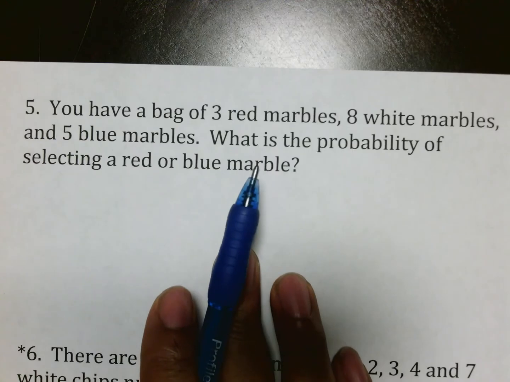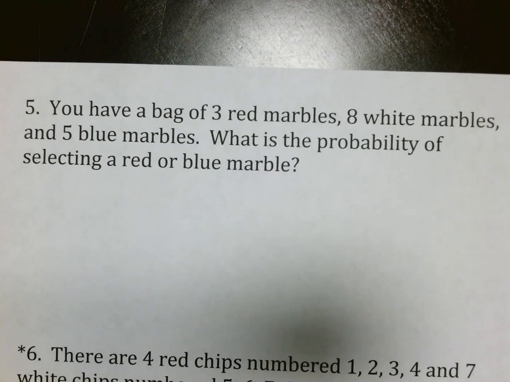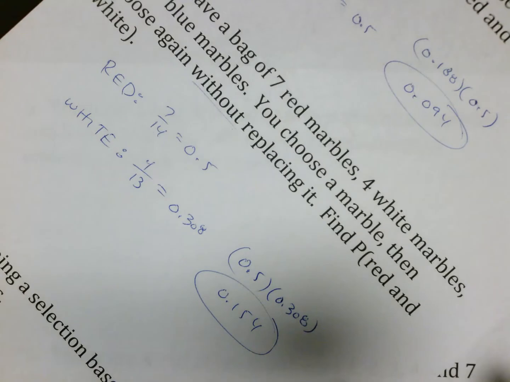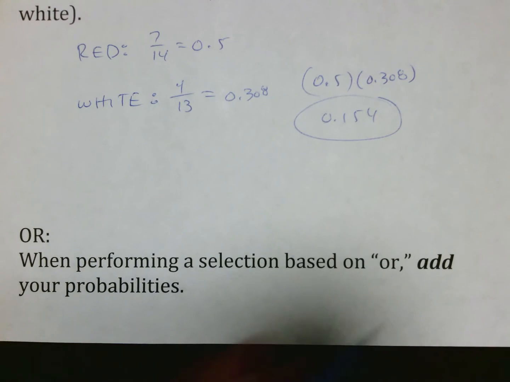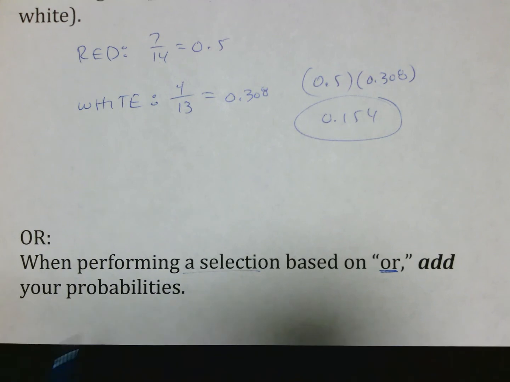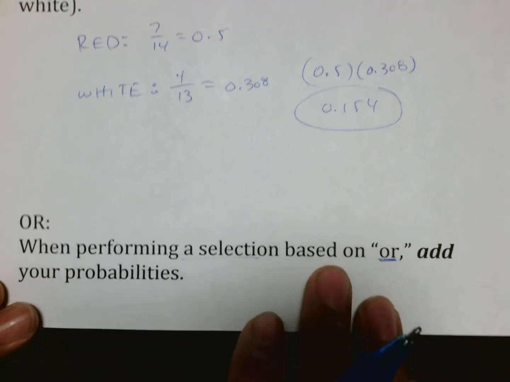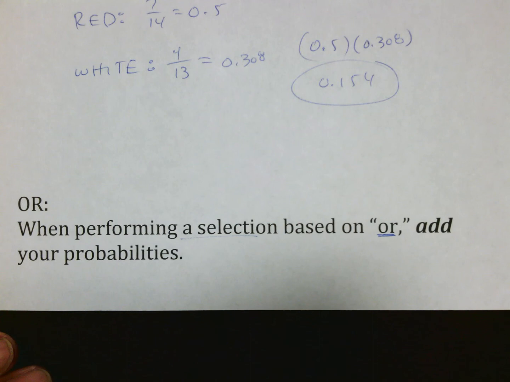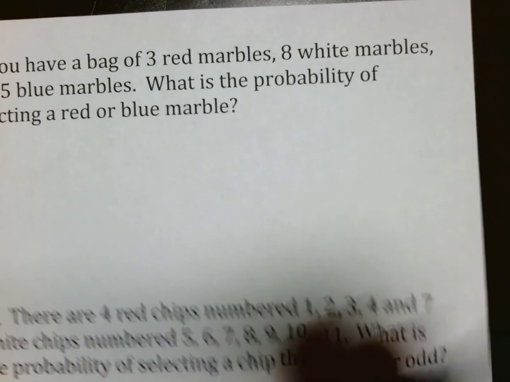I meant to read something else on the bottom of that. Whenever performing a selection based on OR, what you do is you add your probabilities. So again, AND means multiply. If you have an OR, and again it's a selection, it's not multiple selections, because whenever you're doing multiple selections you want red and white, you want black and blue. OR means you're making one selection and you've got a couple different successful options that you want to choose from. So again, OR means you simply add your options together.